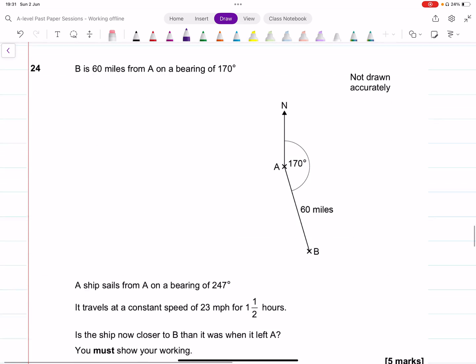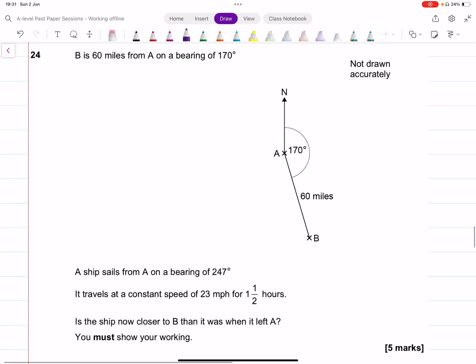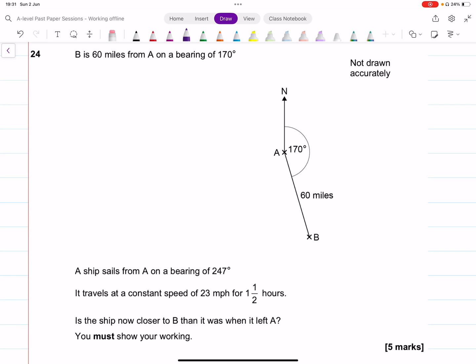Let's move on. Question number 24 from this paper. It says B is 60 miles from A on a bearing of 170 degrees. A ship sails from A on a bearing of 247 degrees. It travels at a constant speed of 23 miles per hour for 1.5 hours. Is the ship now closer to B than it was when it left A? You must show your working.